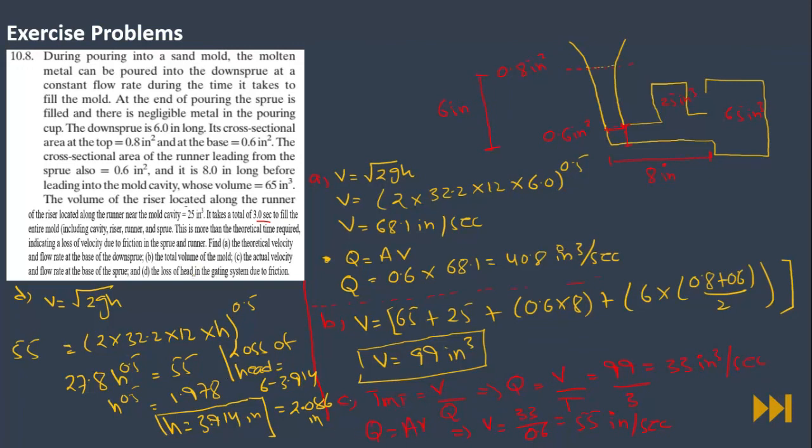To calculate the loss of head, we calculated the velocity. We use the formula for flow velocity taking into consideration the actual head, and we find the actual head based on our velocity of 55 inch per second. From this we are able to calculate the loss in head, that is 2.086 inches. So there will be a drop of about 2.086 inches here. So this is all for this lecture. Should you have any questions, you can reach me at the Google Classroom. Assalamu alaikum.